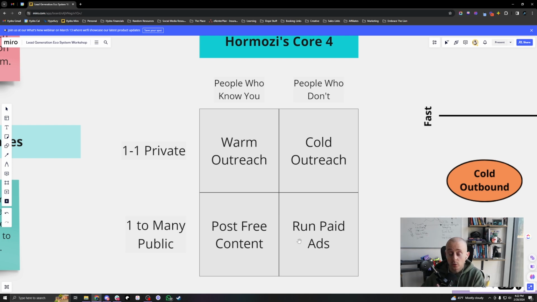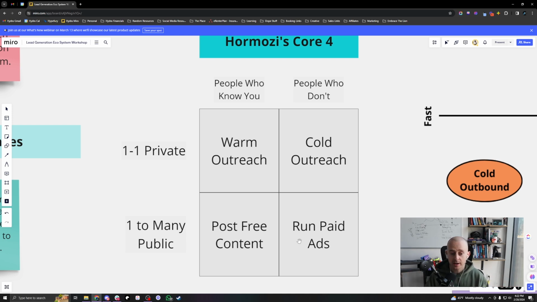Okay, it's talking about the more cold audience, right? And then on the bottom half of the graph, he talks about posting free content, okay? People that you do know, people that follow you, right? And it's one to many. So when you make a post on Instagram or Twitter, it goes out to your full following, right? Whether that's 300, 10,000, a million people.